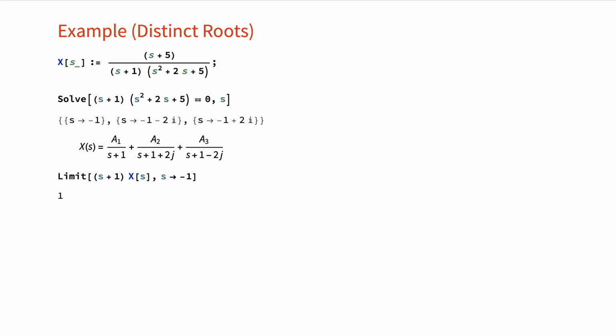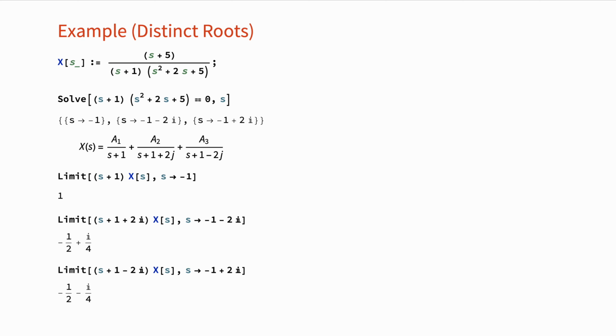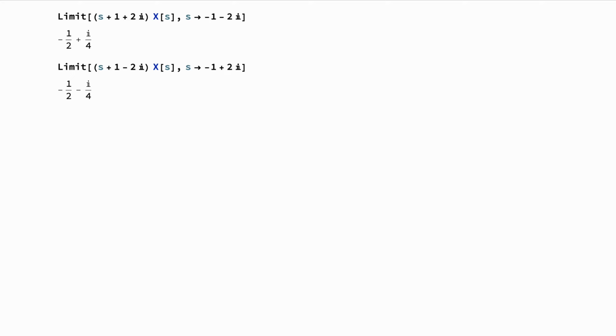This is for a1. For the second constant, again, we multiply X of s by s minus the value for the second pole, and we take the limit of this expression when s goes to the second pole. We do the same for the third coefficient. Once we have these values, we can get the partial fraction form of the Laplace transform X of s as shown here.